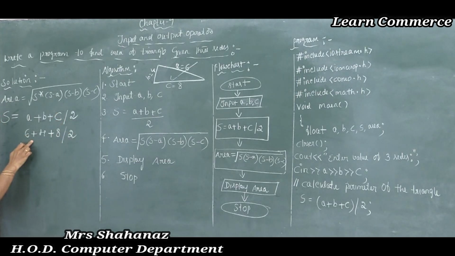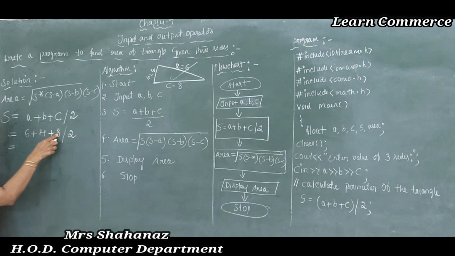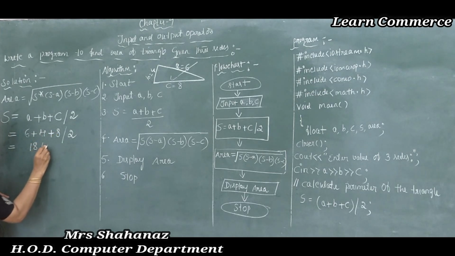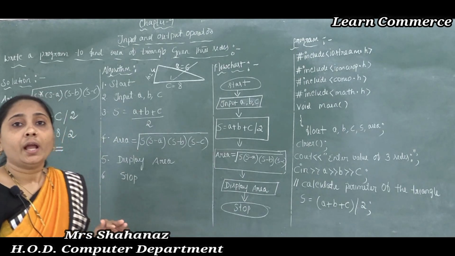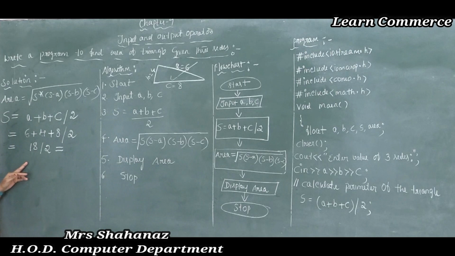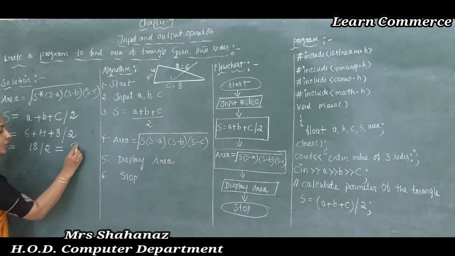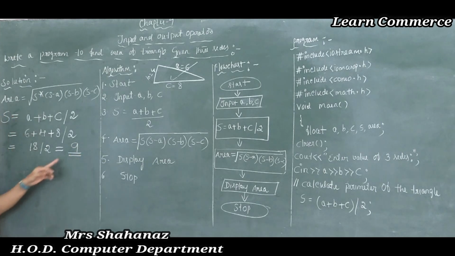When we add 6, 4, 8: 6 plus 4 is 10, 10 plus 8 is 18. So 18 by 2. When we divide 18 by 2, 2 nines are 18. So here the 9 is called the semi-perimeter value, the s value.